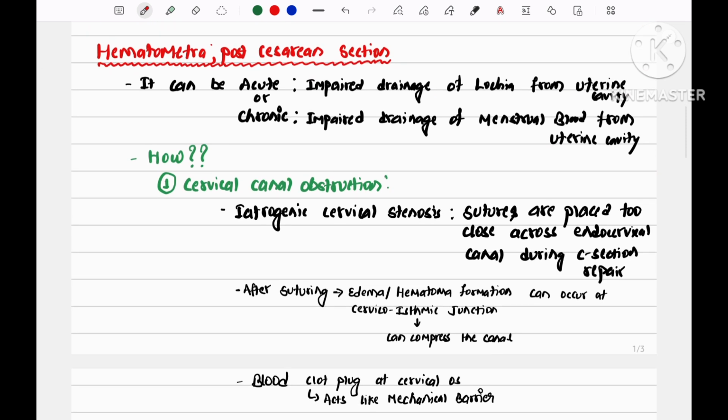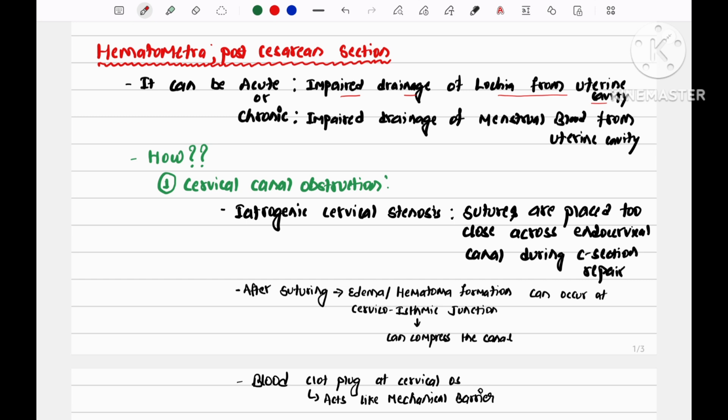Now we'll talk about the hematometra which is due to post caesarean section. It can be either acute or chronic. Acute means in a very short period of time, and chronic means over a long period of time. So in acute, why does it happen? It happens due to impaired drainage of lochia from the uterine cavity. After delivery, the lochia has to come out of the uterine body, but due to any obstruction there is impaired drainage of lochia that leads to the collection of blood in the uterus, causing acute hematometra.